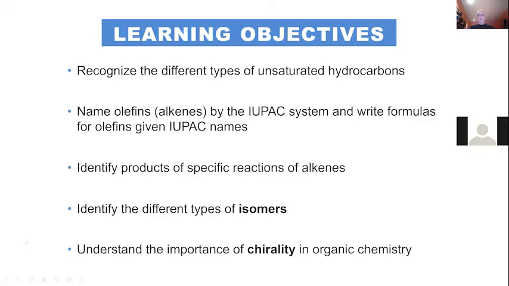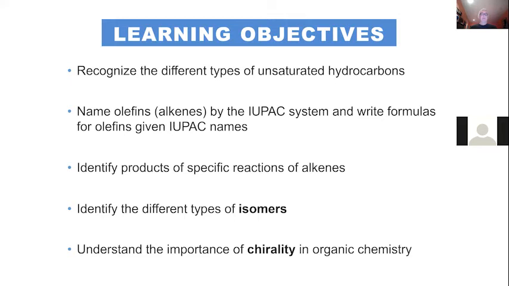So we want to recognize the different types of unsaturated hydrocarbons: one with double bonds, one with triple bonds, and one with alternating single and double bonds. These are named olefins, the alkenes. That's the one with the double bonds. We want to be able to name them if we're given a picture of one, and if we have a name of one, draw the picture. And we'll talk about some of the specific reactions that alkenes do.